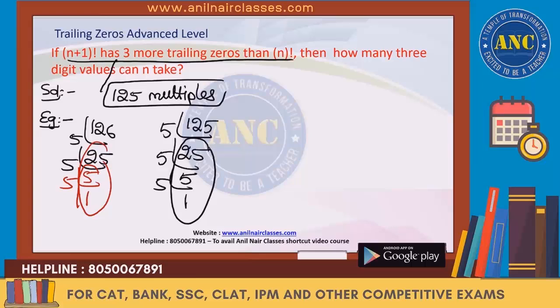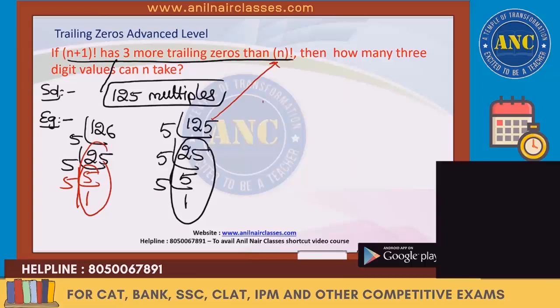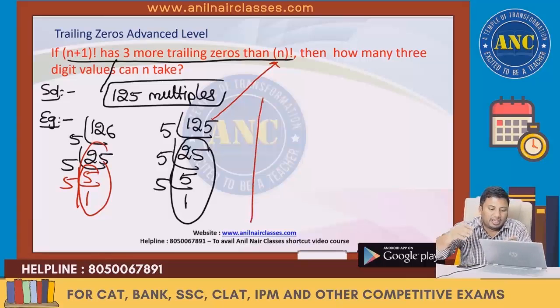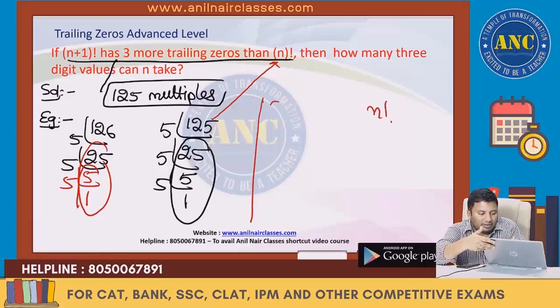So that is exactly the reason n cannot be 125. n I will take as 124. If I take 124, this is 125 factorial.